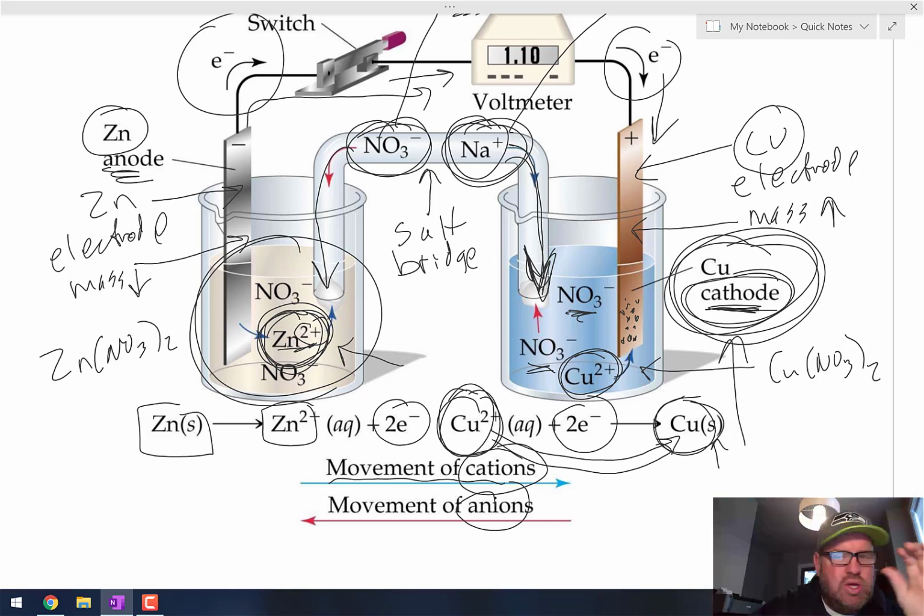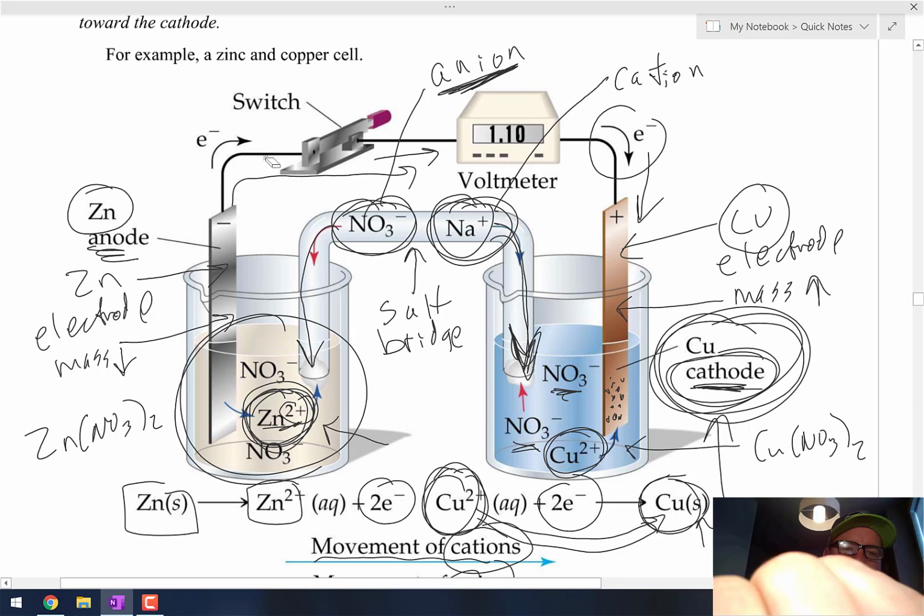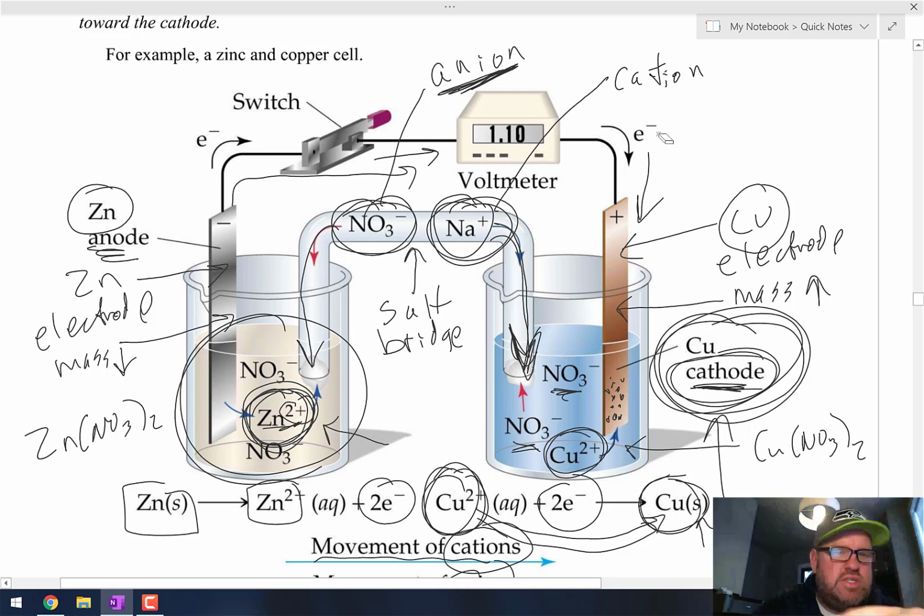Okay, and so there's lots of different things going on here. So first of all, let me just summarize a few things. Remember that the electrons do not travel through the salt bridge ever. The one thing they say in chemistry is electrons can't swim. Electrons are not going to flow through the water, through the salt bridge. Electrons must flow through the wire from one side to the other.